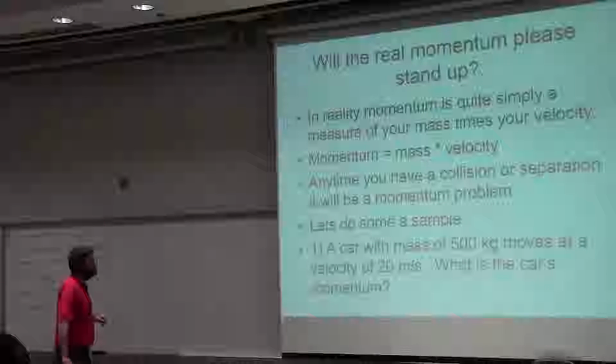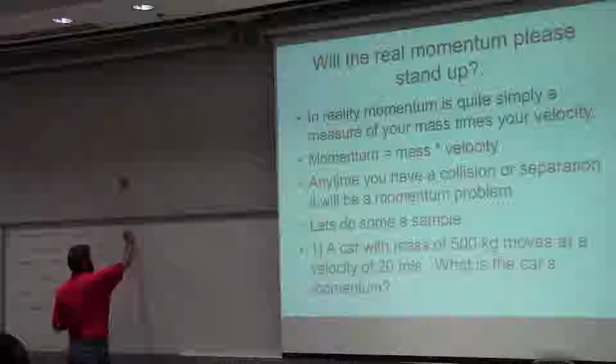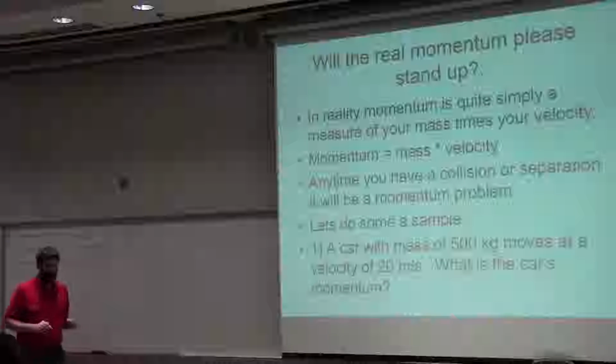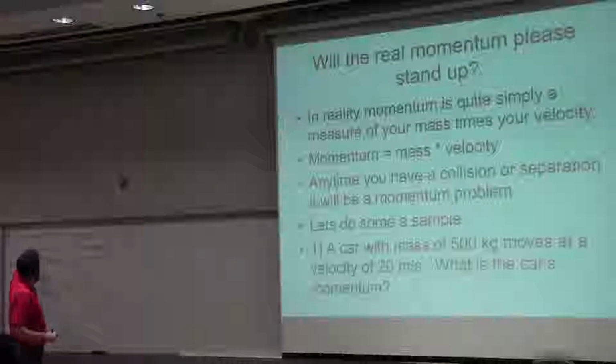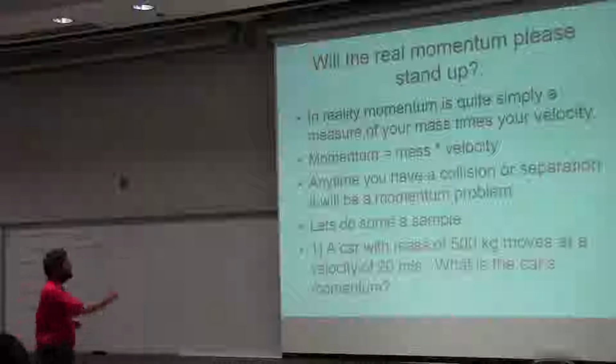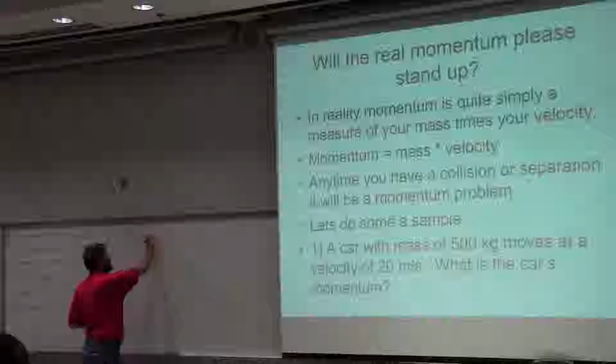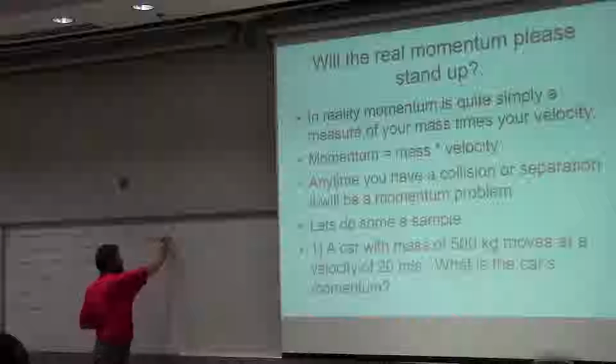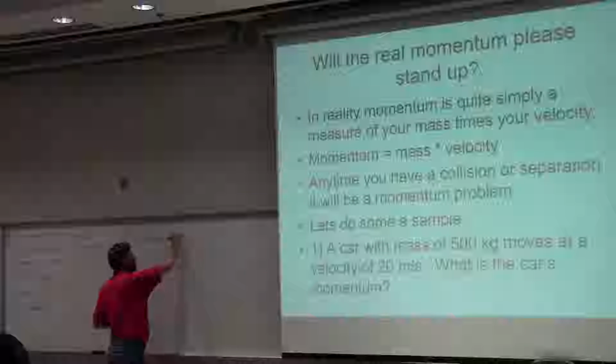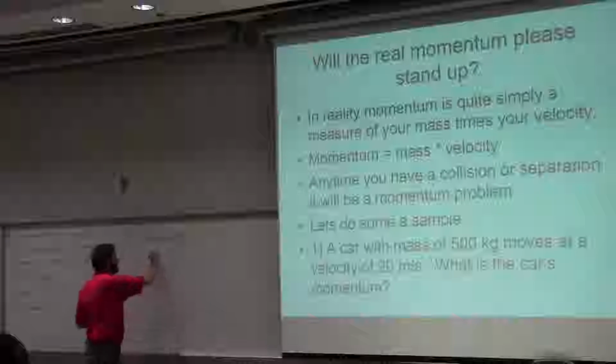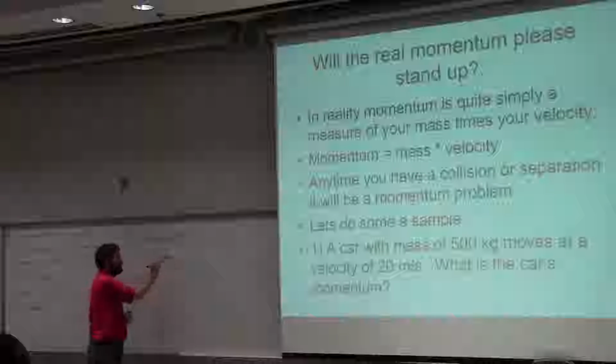Alright, and you're back. So, momentum, which we abbreviate with the letter P, equals mass times velocity. Mass was 500 kilograms, velocity 20 meters per second forward, and we do the math, and it's 10,000 momentum units.